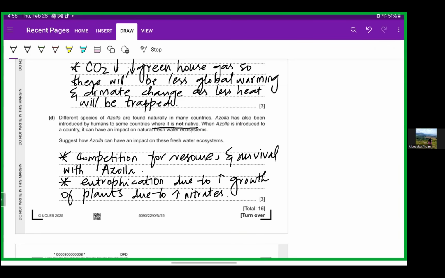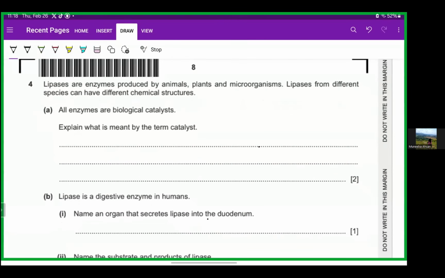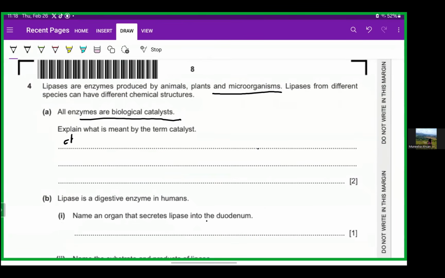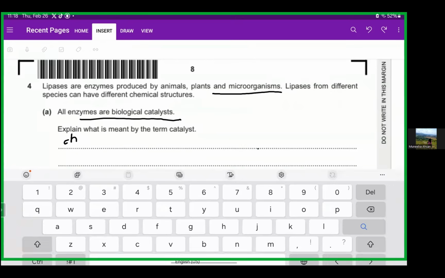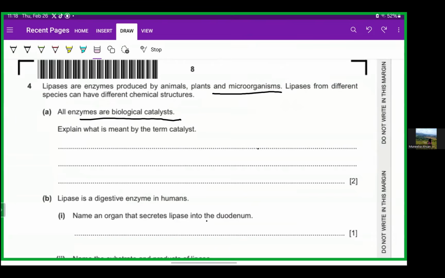Okay, so let's continue with question number 4. It says that lipases are the enzymes produced by animals, plants, and microorganisms. Lipases from different species can have different chemical structures. All enzymes are biological catalysts. So explain what is meant by the term catalyst. So you know that catalysts are the chemicals that speed up the chemical reaction, right?